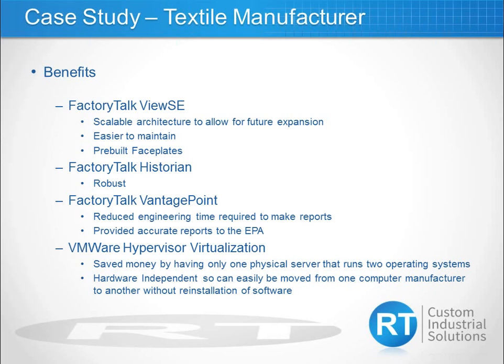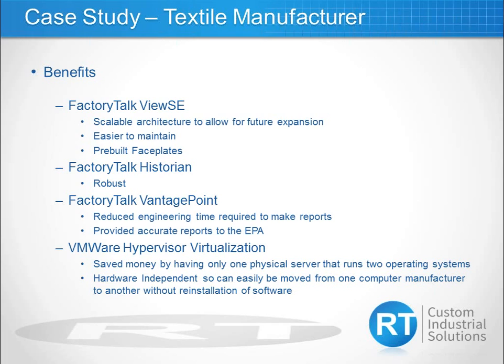FactoryTalk is still, and again, very robust. It can handle over 100,000 data points per second. It's got its own redundancy built into it that we've configured, so in case one server goes down, the other one picks up and still continues to collect data.